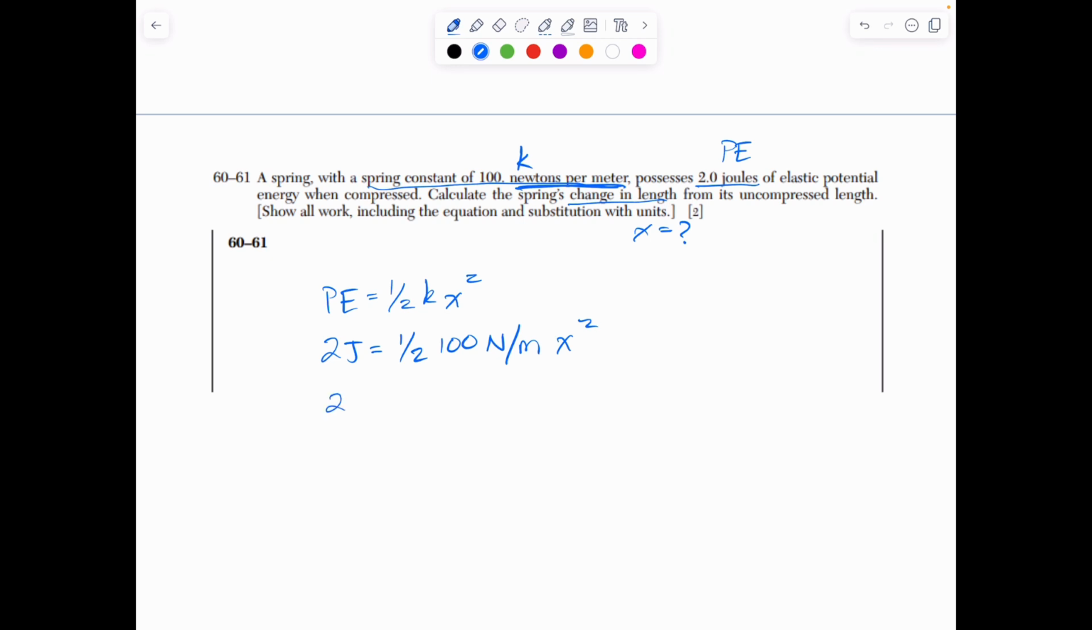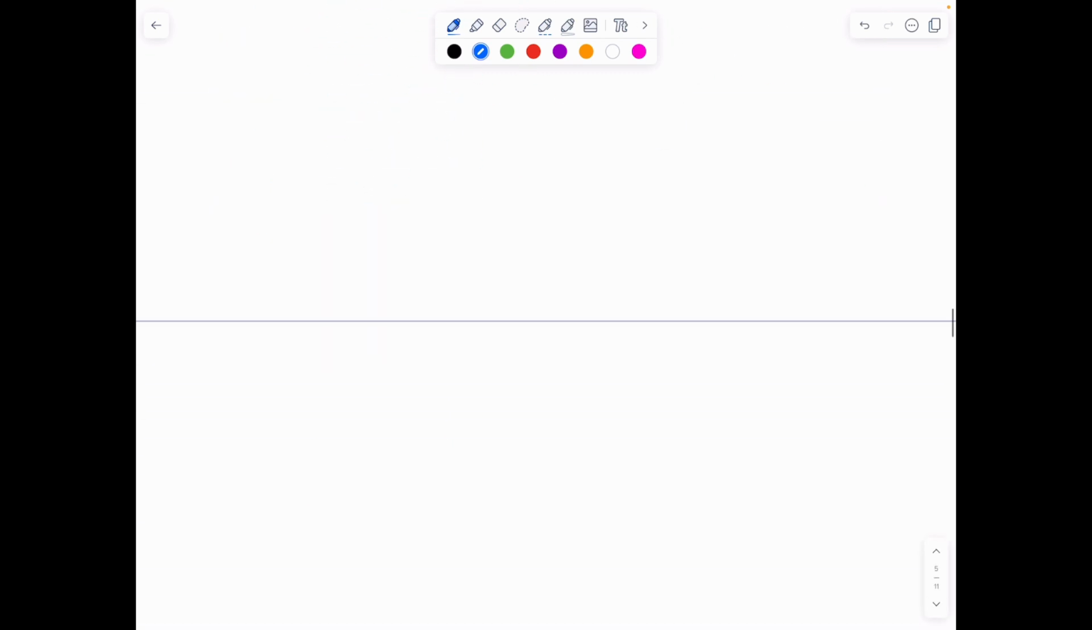So I'm just going to rewrite 1/2 of 100, that's 50, x squared. Notice I don't have any more units. Divide both sides by 50. Okay, and then I have to take square root of both sides. So 2 divided by 50, and then I take my square root. And this comes out to be x equals 0.2 meters. And there's our answer. Let's go on to the next one.